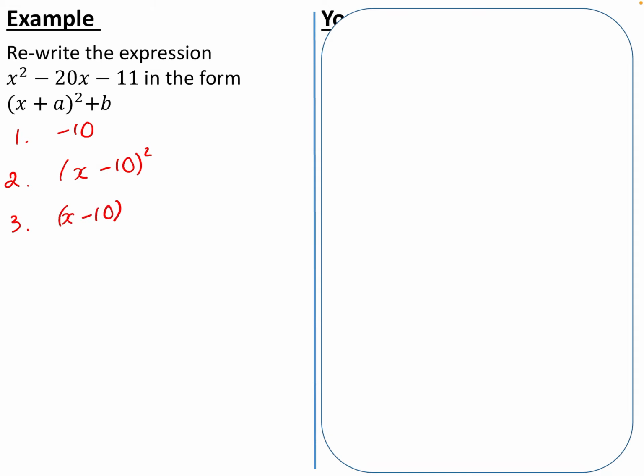So I've still got those brackets. Negative 10 squared is going to be positive 100. And then I want to subtract that number, so I'm going to subtract 100. And step four is to add. I say add, it may in fact be subtract, but I basically want to combine this number into the equation. Minus 100, this is negative 11, so it's going to be negative. Combining like terms gives me x minus 10 squared minus 111.